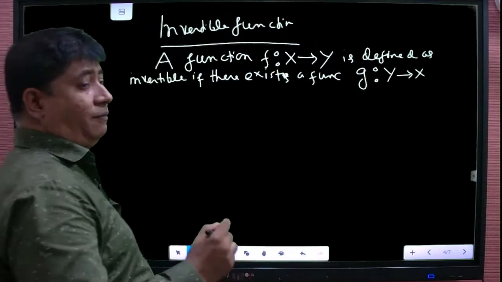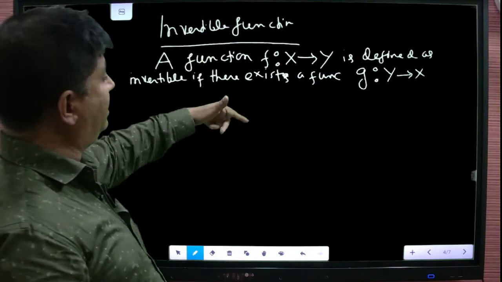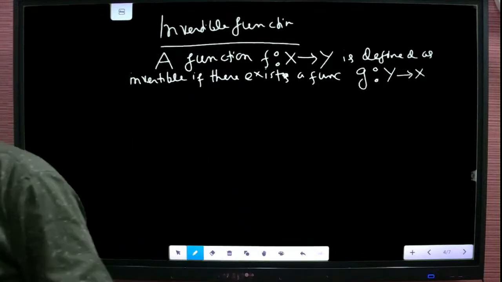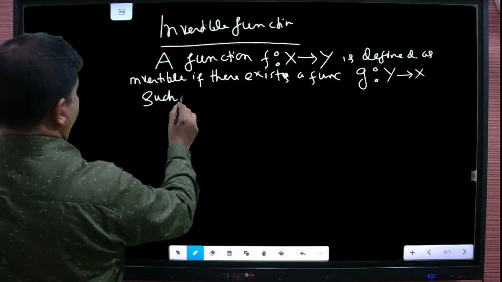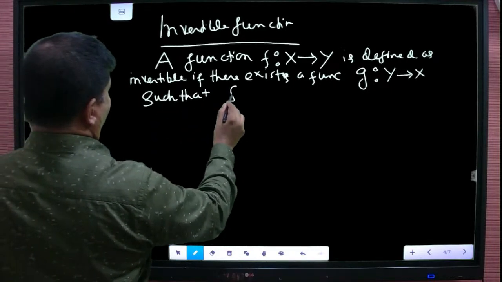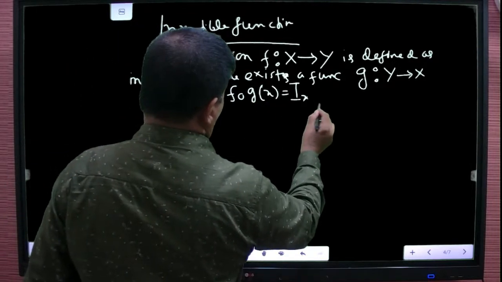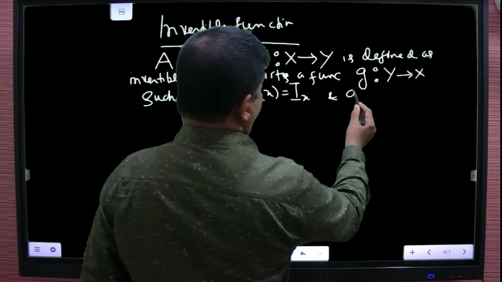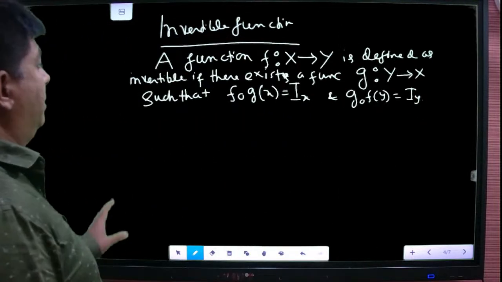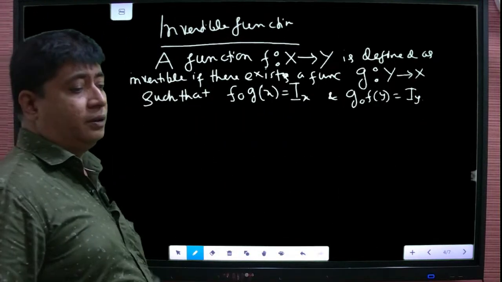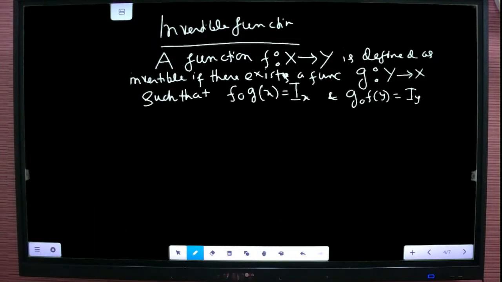Okay, f does what? Maps x to y. For every f, if there is a unique function g which maps y to x such that fog(x) is equal to the identity function x and gof(y) is the identity function. This is the definition of an invertible function.